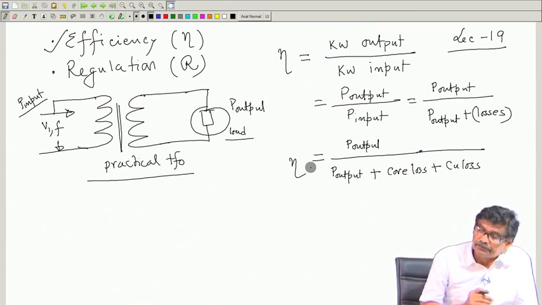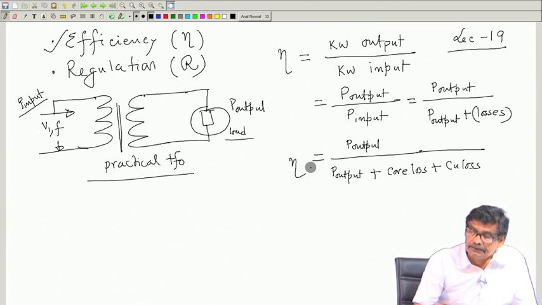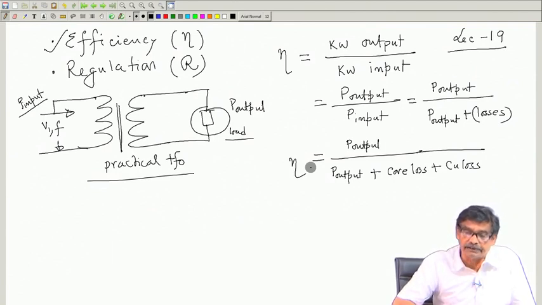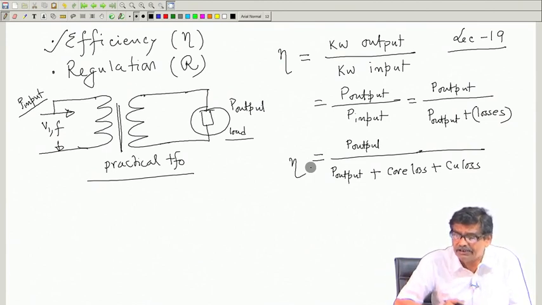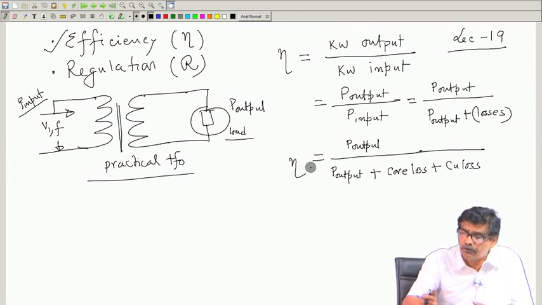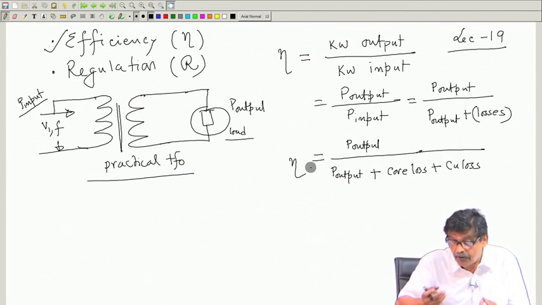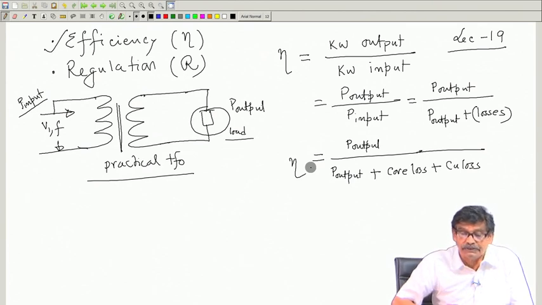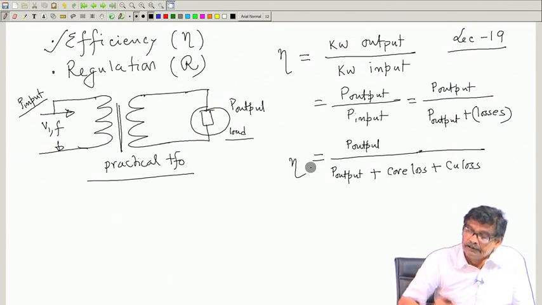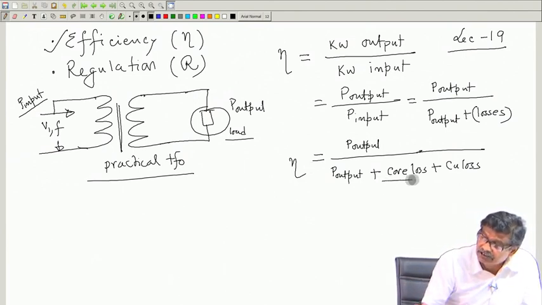So these losses are there, therefore efficiency will be less than 100%. Of course, as I told you, in a very well designed transformer, efficiency may be as high as 99%. Because it is a static machine, no friction loss or windage loss will be present, only core loss and copper loss. Windings will become hot, core will become hot in normal operation, at rated condition. Now, let us see the losses first.